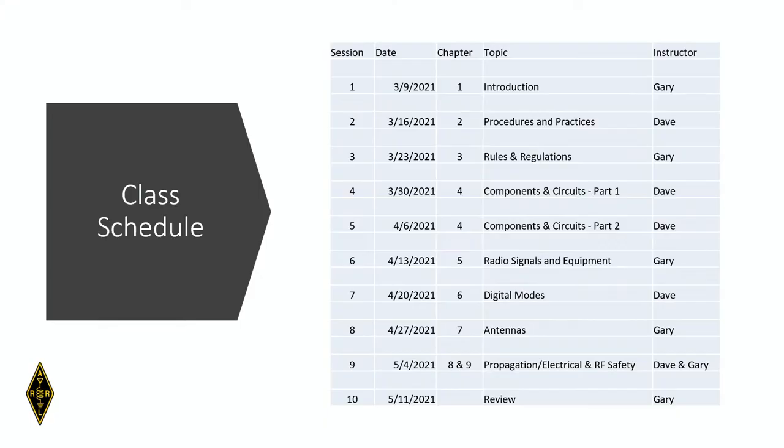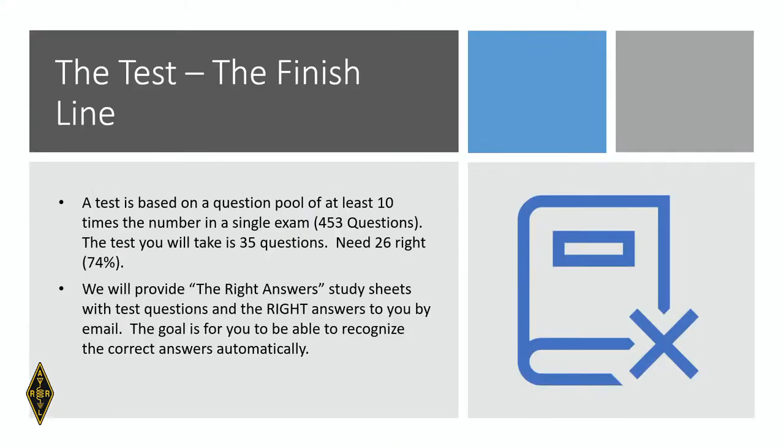So this is the class schedule, and oh, by the way, you will receive a copy of this PowerPoint presentation as a PDF in an email that I'll be sending out tomorrow sometime to you. So you'll get a chance to see this, but these are the scheduled classes. We are scheduled to finish in May, on May the 11th. And so the finish line is in May.